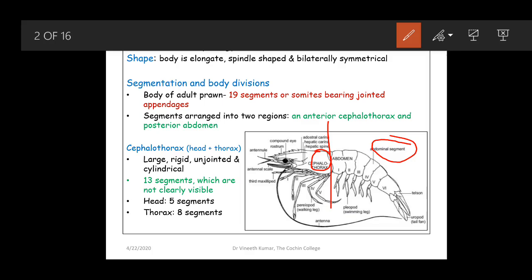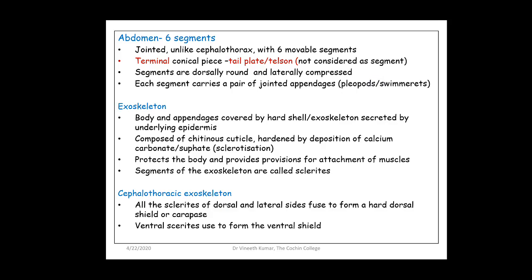The cephalothorax encompasses the head and the thorax. It is a large, unjointed, and almost cylindrical region which has about 13 segments, but the segmentation is not clearly visible. The 13 segments can be further divided into 5 segments of the head and 8 segments of the thoracic region. The abdomen encompasses 6 segments, and as we saw in the diagram, it shows clear segmentation. The 6 segments can be demarcated there.